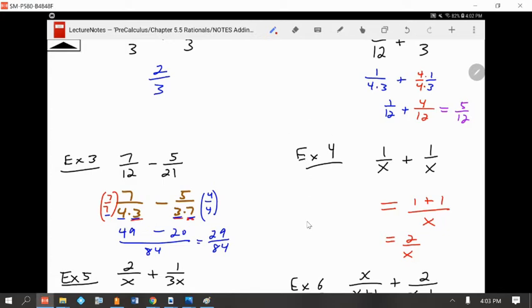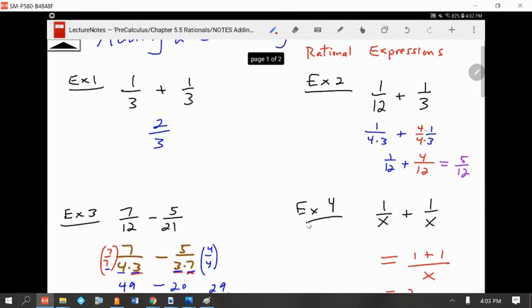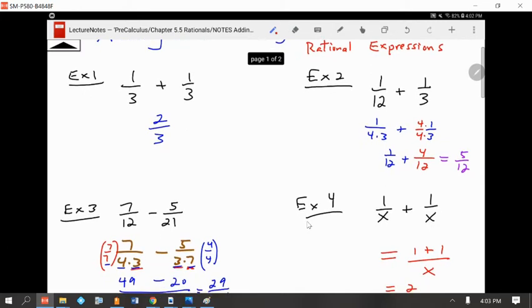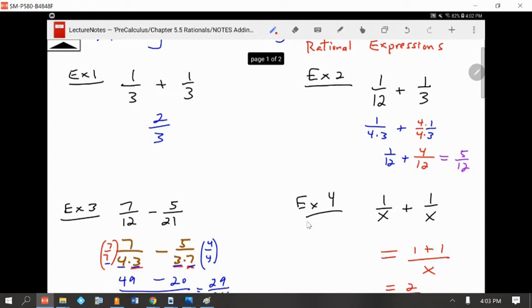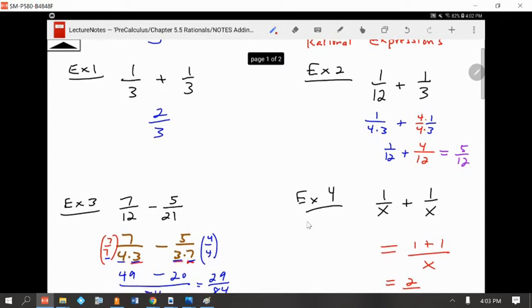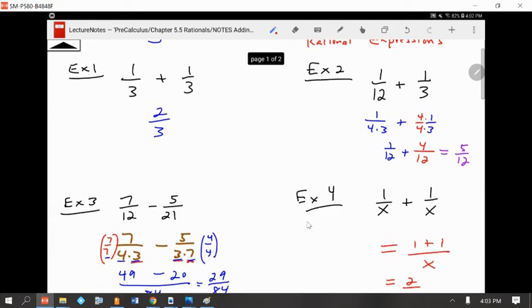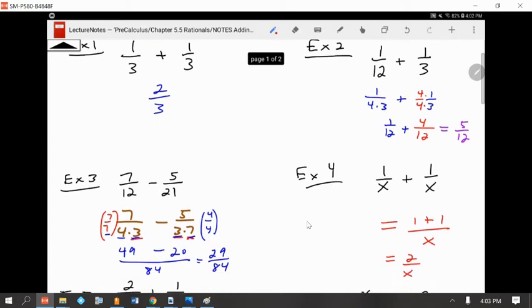Obviously, the denominators were the same only in problem 1. And then in problem 2, things got more exciting, right? Remember, in problem 2, we had one fraction that contained a factor of the other fraction. The 2 fractions had something in common. They were not common denominators, but they had a common factor. 12 and 3 had a common factor.